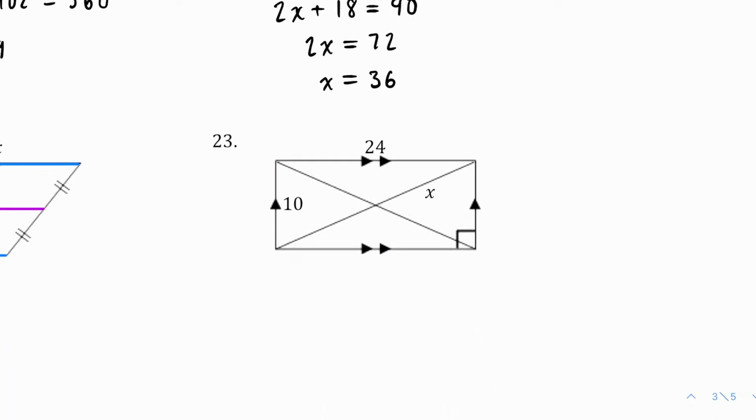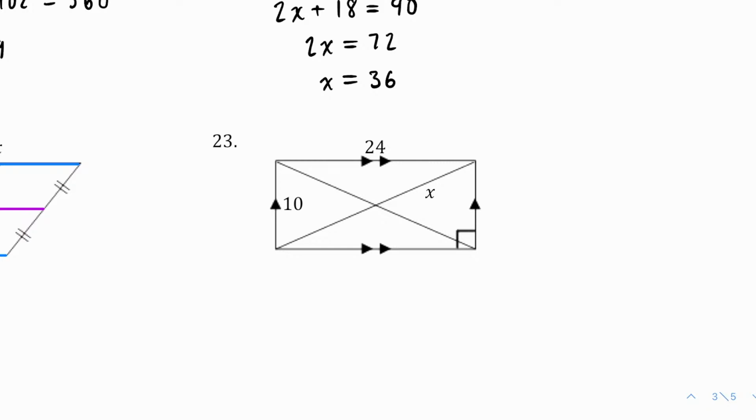23. So we can tell from the arrows that we're dealing with a parallelogram. We've got two sets of parallel sides. And it's a parallelogram with a right angle, which is called a rectangle. One thing that we know about a rectangle is that all of the angles are 90 degrees. Another thing that we know about rectangles is that the diagonals bisect each other. So if this length is x, then this length is 2x.